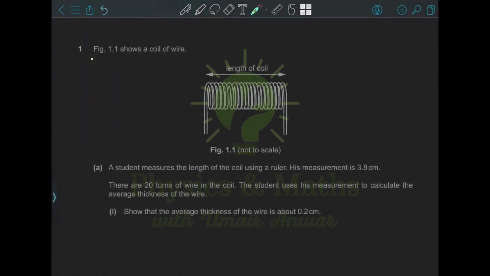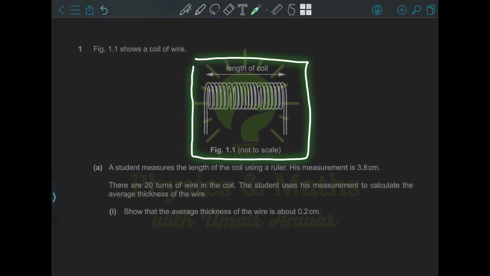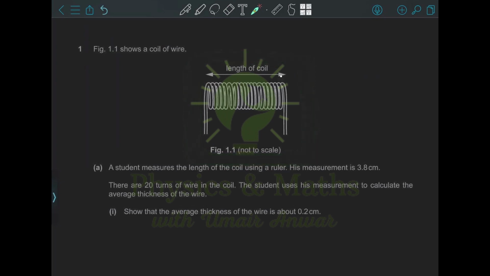The question reads, Figure 1.1 shows a coil of wire. This is the coil of wire. We can see that the length of the coil is being indicated over here. A student measures the length of the coil using a ruler. His measurement is 3.8 centimeters.